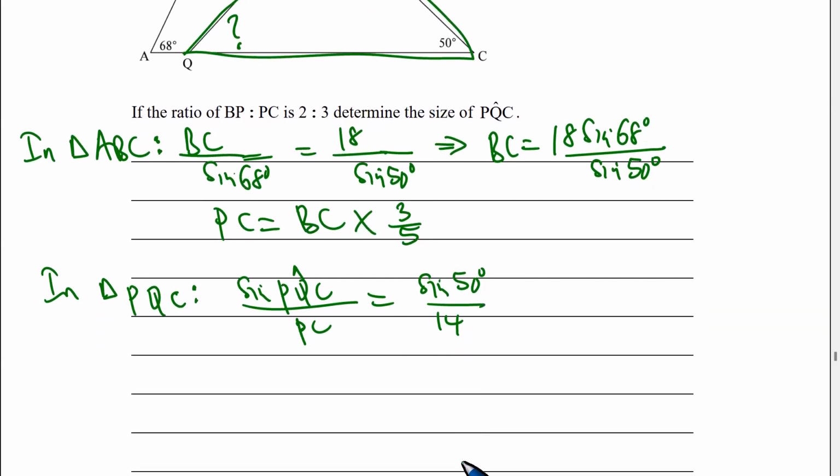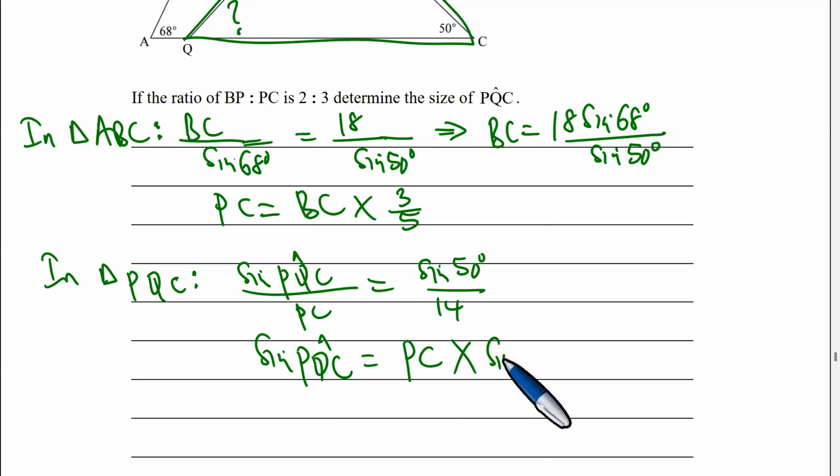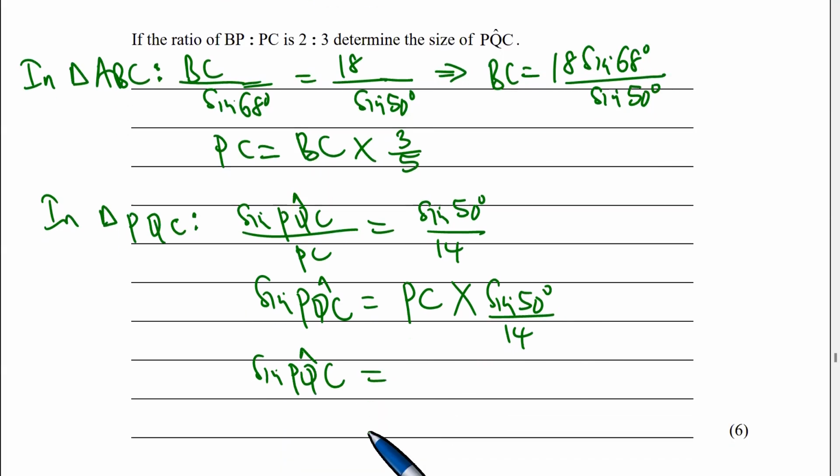We done? We have all the equations we need. So we want PQC, so we're going to cross multiply here. So the sine of PQC is going to be PC times the sine of 50 degrees over 14. Which means the sine of PQC is equal to, what is PC?